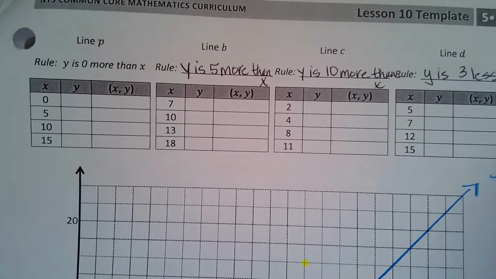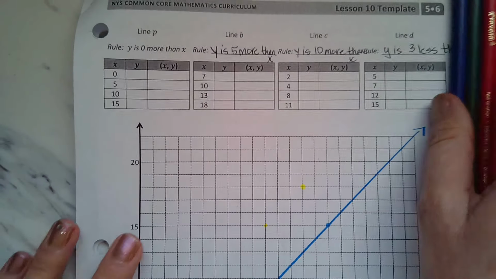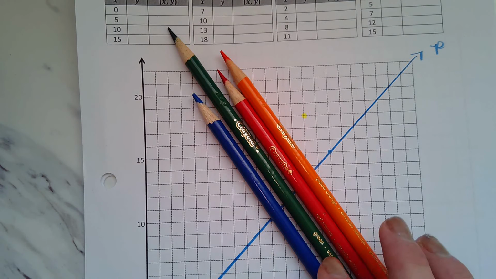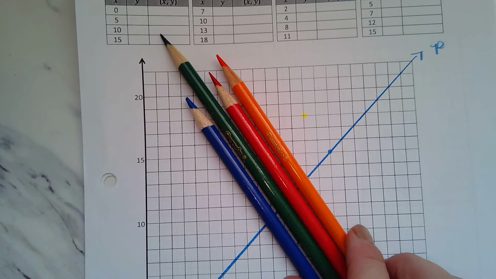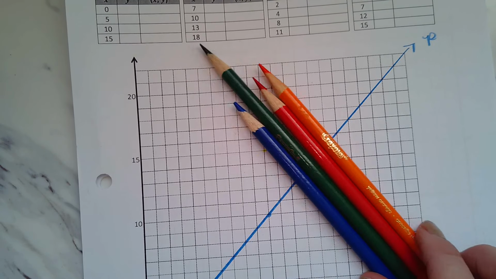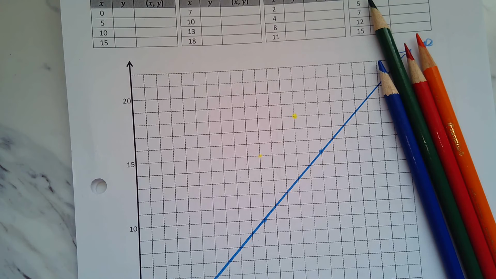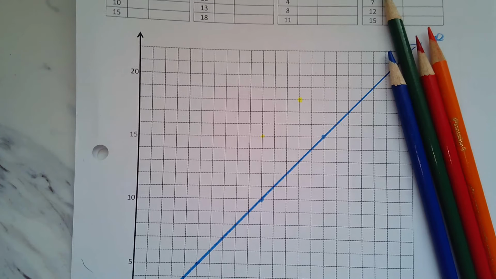Just before we get started here, I did grab some colored pencils. I grabbed 4 different colors: a blue, a green, a red, and an orange. If you want to do that, you can as well, or just use a pencil, which is fine. It just helps me see the lines a little bit more clearly.